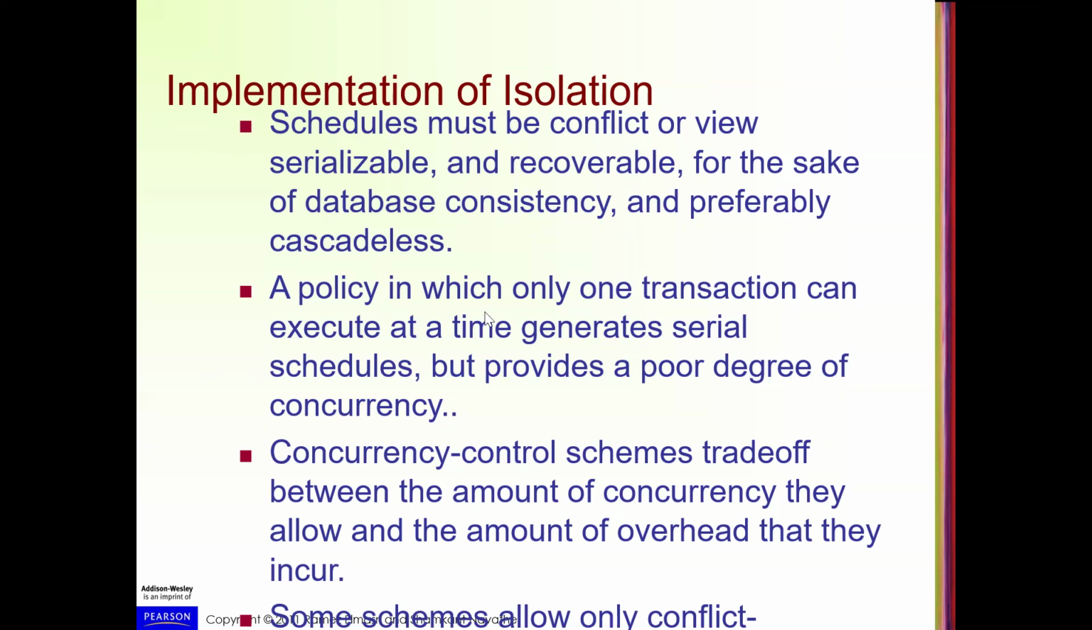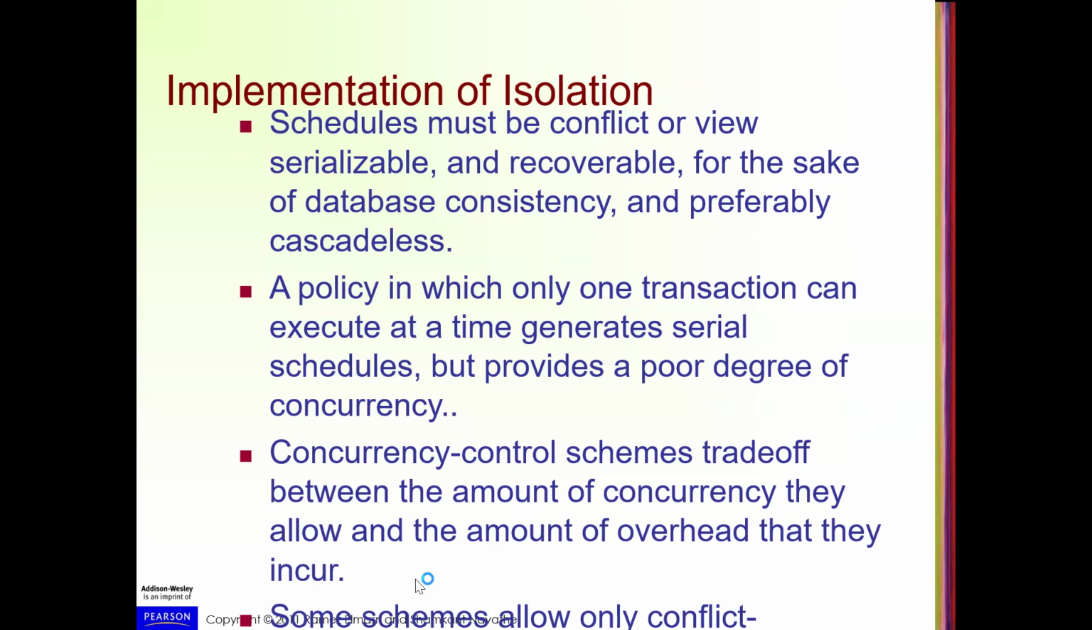A policy in which only one transaction can execute at a time will generate serial executions, your serial schedules. Doing so will make sure that your database is always consistent. However, the degree of concurrency becomes poor, and the system can go slower. Concurrency control schemes should be used and they should take care of the overhead. All these things we have covered in the concurrency control mechanism.